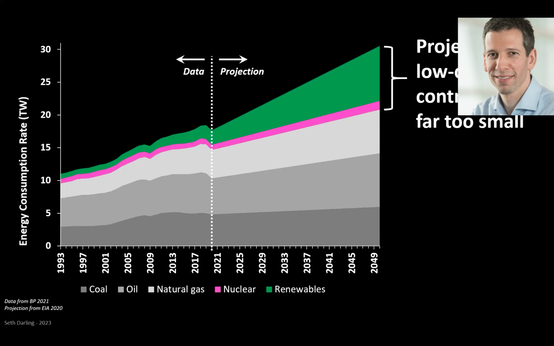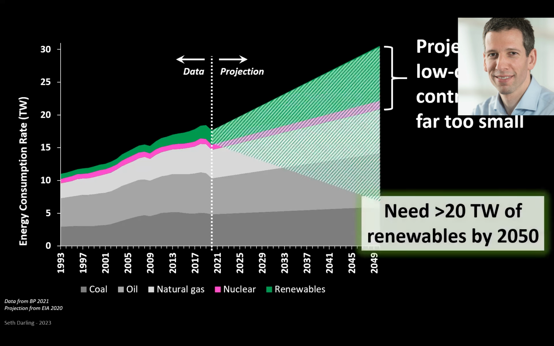That piece up there, the low carbon and nuclear together, is going to have to be way larger than that if we're going to get out of this mess. That slice needs to look something more like this, where the vast majority of our energy is coming from renewables and nuclear low carbon sources.